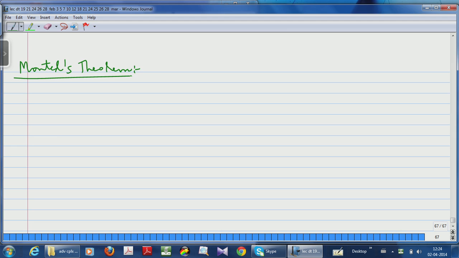So here is Montel's theorem. Let D in the complex plane be a domain. Of course, I am always assuming it is an open connected set, and it is non-empty.